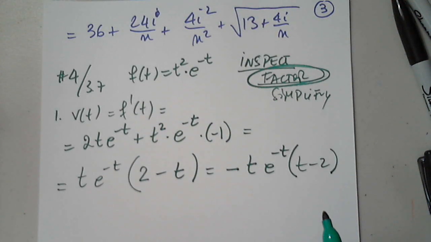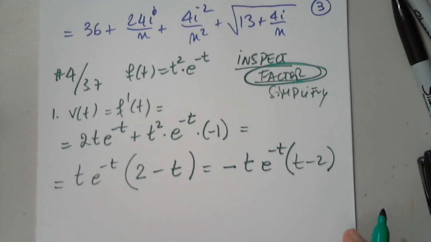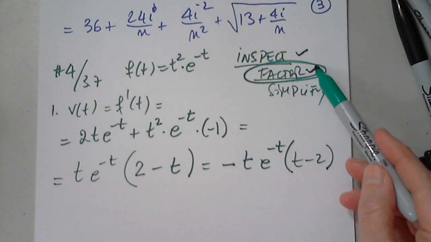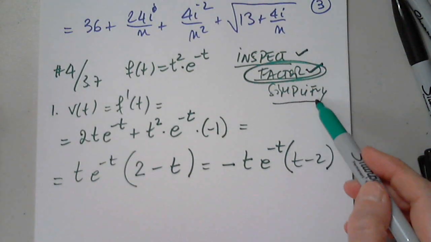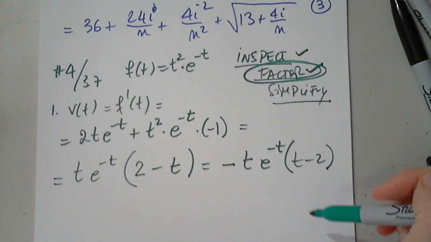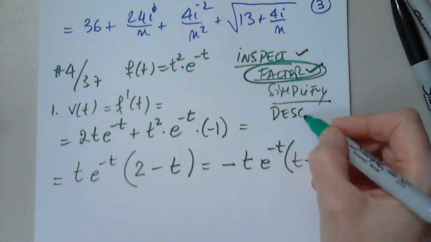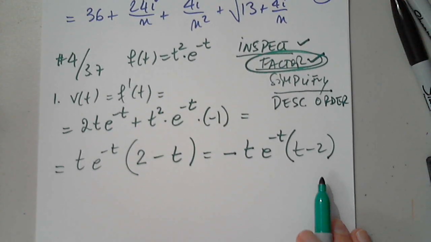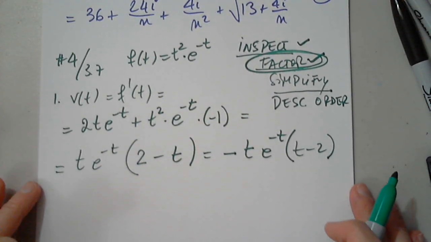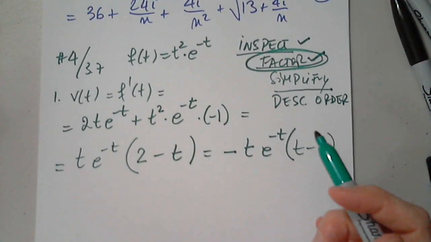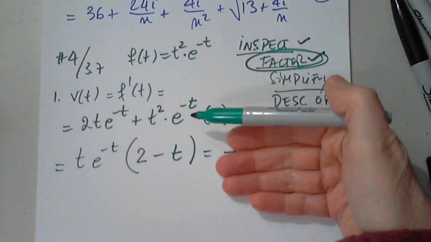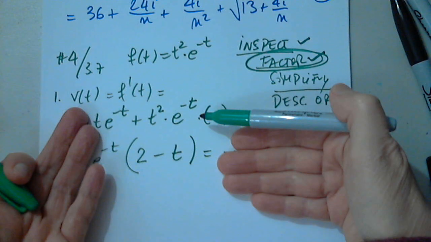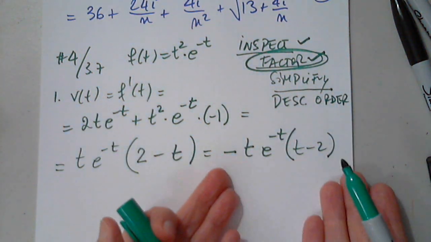You already know, and I'm hoping that you learn at least that from me: always inspect the function, always factor if you can, always simplify, and always present in descending order. Once you get into the habit of that, you're going to always make your life easier. You can say, why did you do this? Because I know what's going to follow. I have to study the sign of this, so I already prepared it for that.